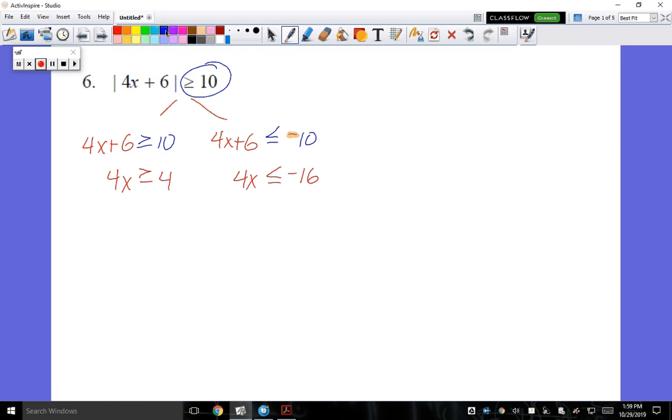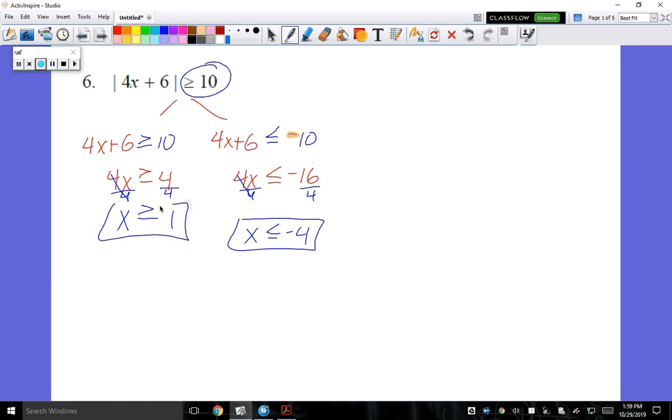And we get that. Dividing by 4, this will go to 1x, and this one will just go to 1. Then dividing by 4, this will be a negative 4. Again, we do not flip here, even though we get a negative. We only flip the inequality if we're multiplying or dividing by a negative, which is not what we did there. So there's our answer.